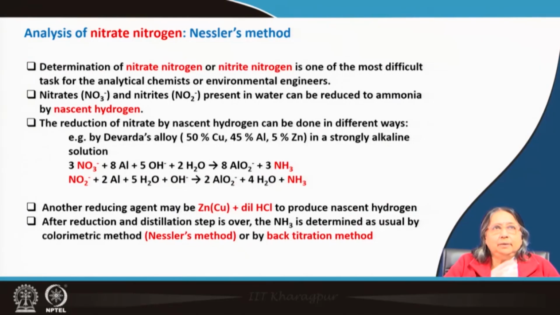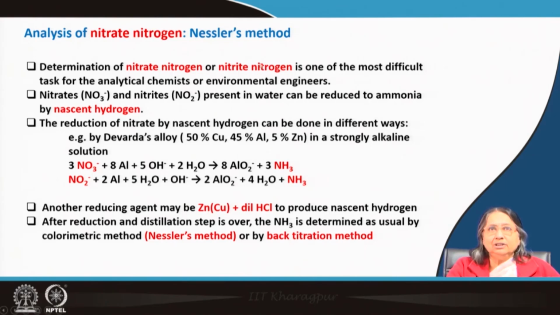Now, how we can determine the nitrate nitrogen? That is also Nessler's method, but here you have understood that in the Nessler's method we need ammonia nitrogen. So, nitrate nitrogen is not ammonia nitrogen, it is present as nitrate or even nitrite. Okay. So, how will you convert it to ammonia nitrogen? By reduction, simple. Okay. So, how will you reduce it?